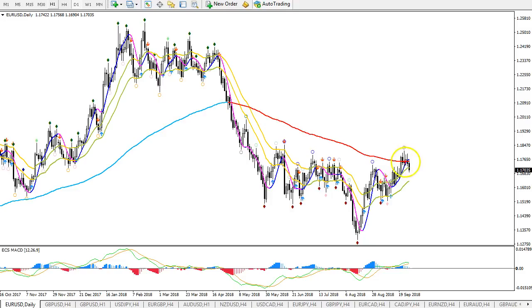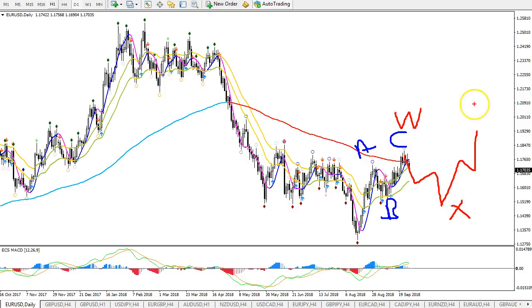And I think that that will be an expanded correction, which means that this ABC pattern will probably be part of a W. That's the first correction. Then we'll see an ABC down for X. We'll see an ABC up for Y. And that will complete the bigger wave here. Here's a wave A, and here the wave B. And then price can go down again for that wave C.